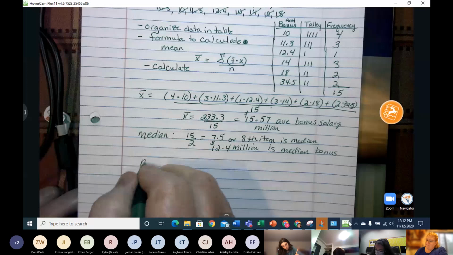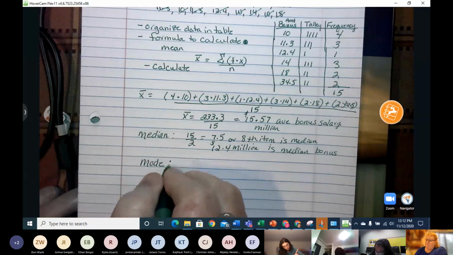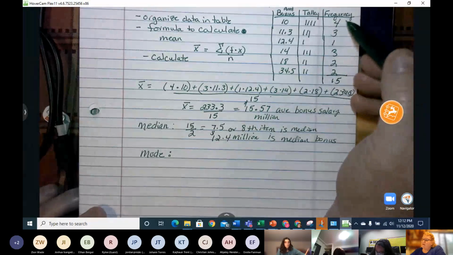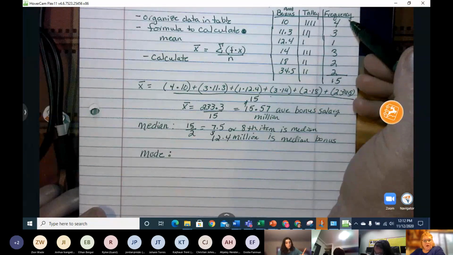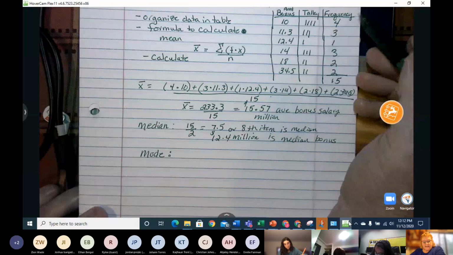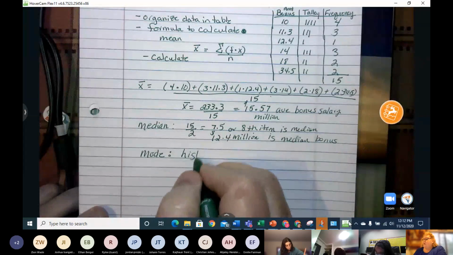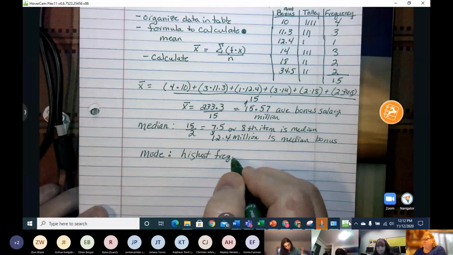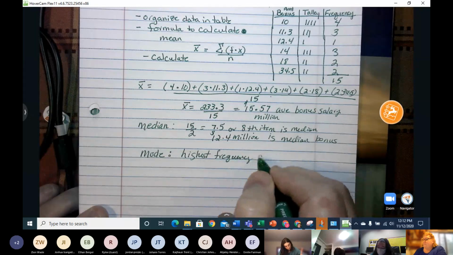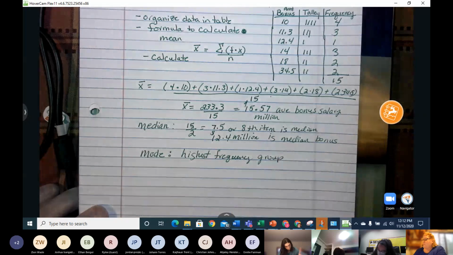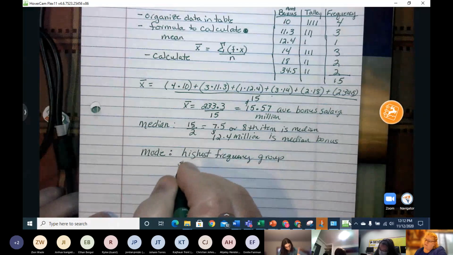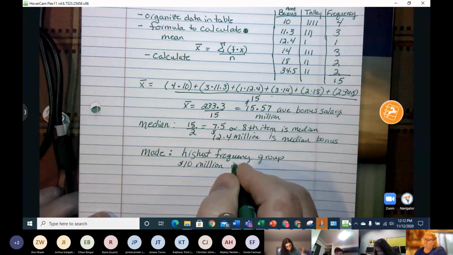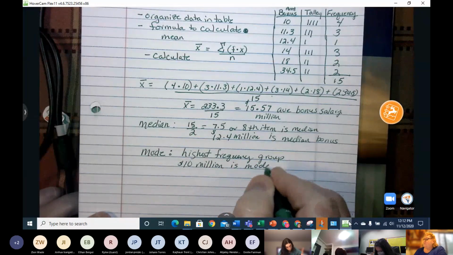The mode. What occurred most often? There was one bonus salary that occurred more often, which was the 10. So we're looking for the highest frequency group. So we would say 10 million is the mode.